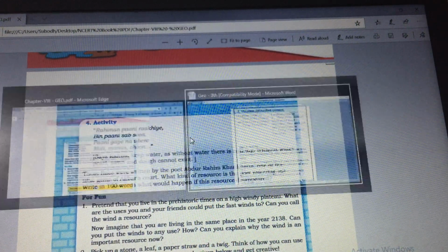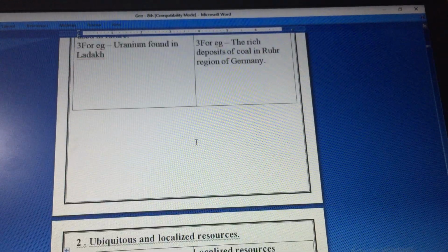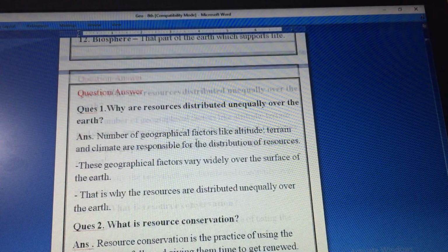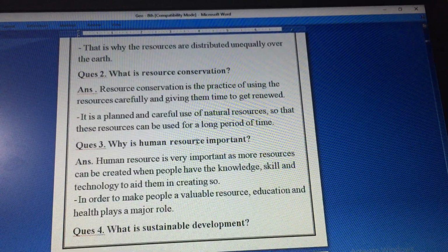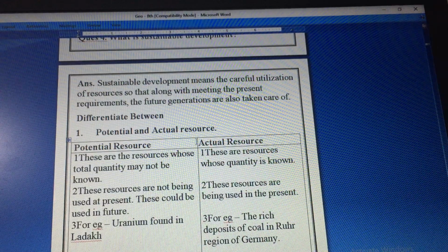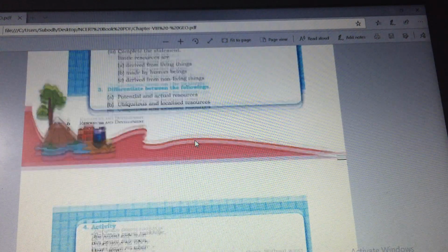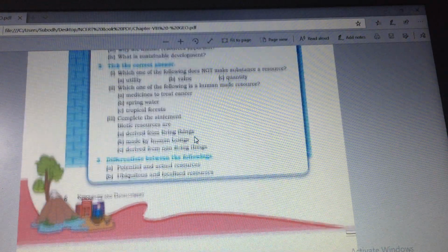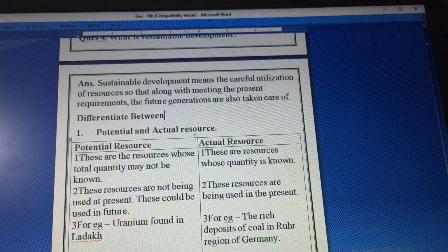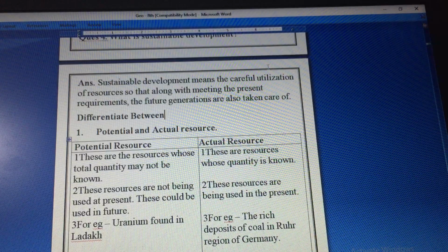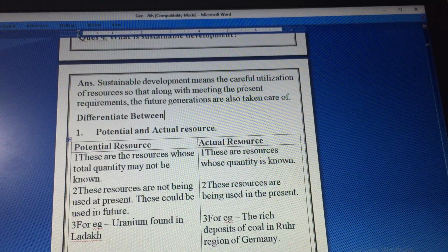And whatever question answers we have discussed, I'll be sending you a PDF link for these question answers. You can learn these question answers and try to do this activity at home. So, children, that's all for today. And in the next lecture, we'll start civics chapter 1. Right? That's all for today. Thank you.